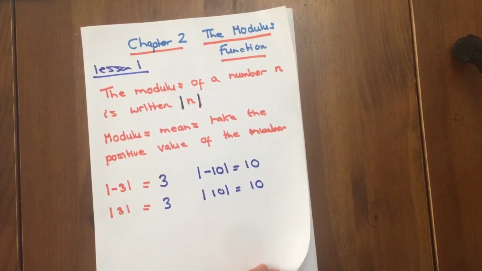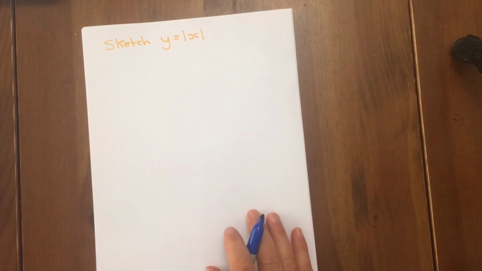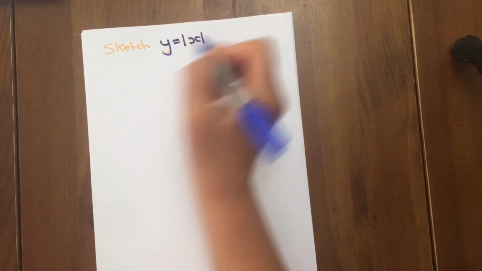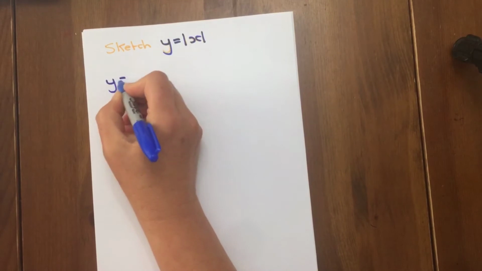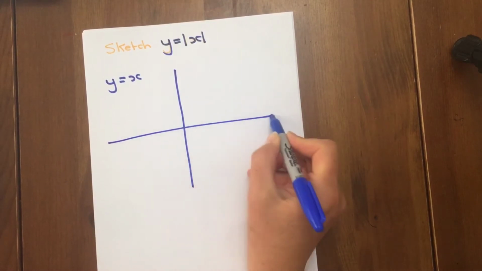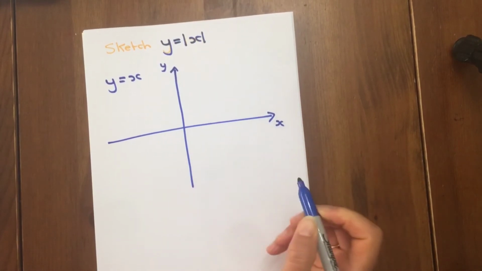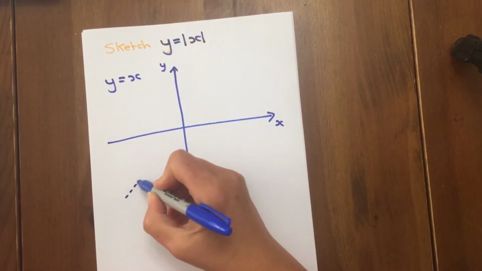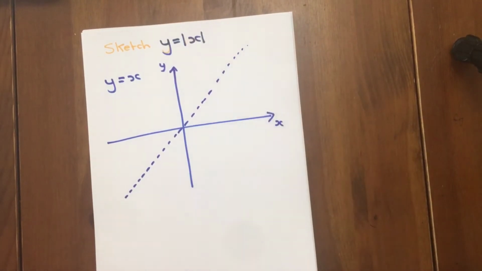Now, what we're going to look at next is how we sketch graphs that include the modulus sign. So we're looking at how we sketch the modulus of x in this case. Now let's first of all look at the line y equals x. Now a sketch, we don't have to be exact, so we're just going to draw some axes, x and y axes. I'm not going to put the scale on here. Okay, now y equals x, we're going to do it with a dotted line for the moment, and I'll explain this in a moment. So y equals x is this line here.